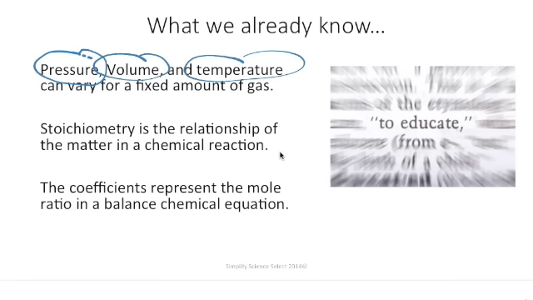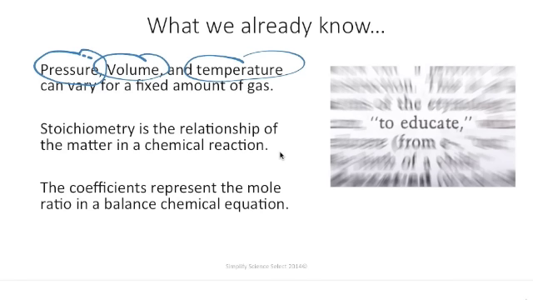And so we didn't look at the fact of, well, what if we add more molecules to it? What happens if we change the number of moles that we have in there? What if there's a chemical reaction taking place? And so what we're going to do now is start adding some of those in.